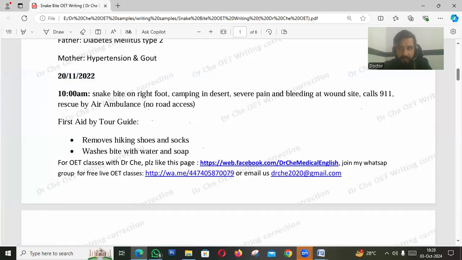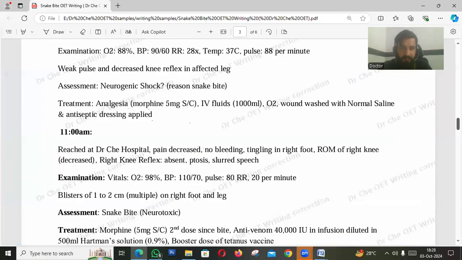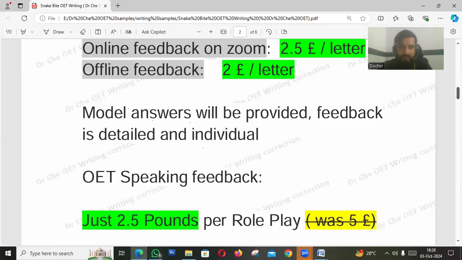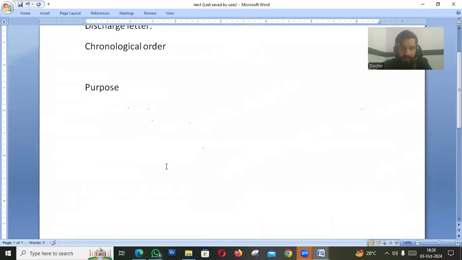20th of November 2022. On this date, there are three visits, meaning three timings are given. And then you have the 24th discharge date. If you only write two dates, 20th, all the events that happened on the 20th of November, like this. So all things, all events. And then 24th, which is today's visit and discharge.